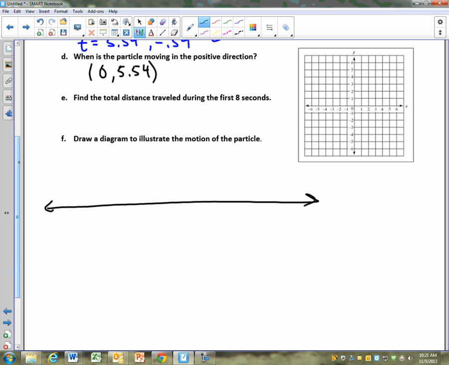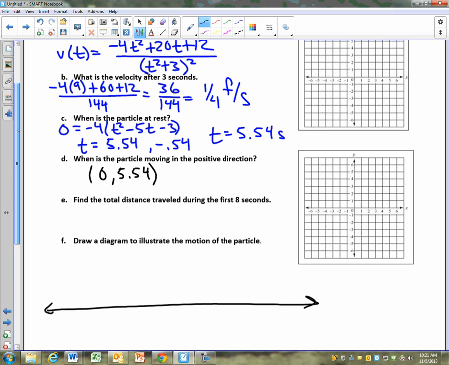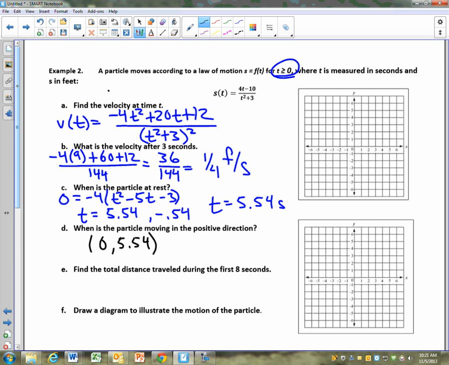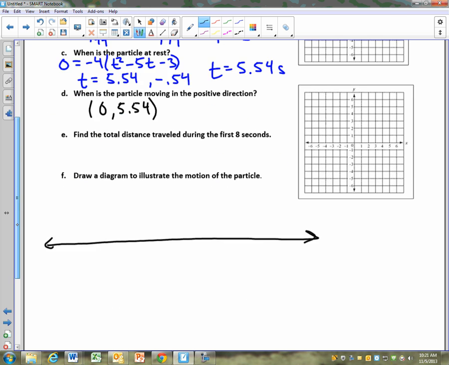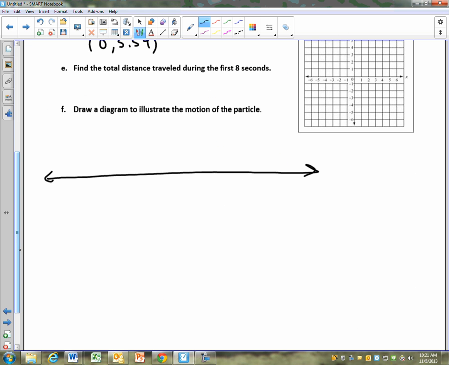Let's figure out where the particle is at the beginning when it starts. If we plug in 0, what do you get? Negative 10 over 3. Okay? So negative 10 divided by 3 is negative 3.33. So negative 3.33 at time equals 0. That's where the particle starts.